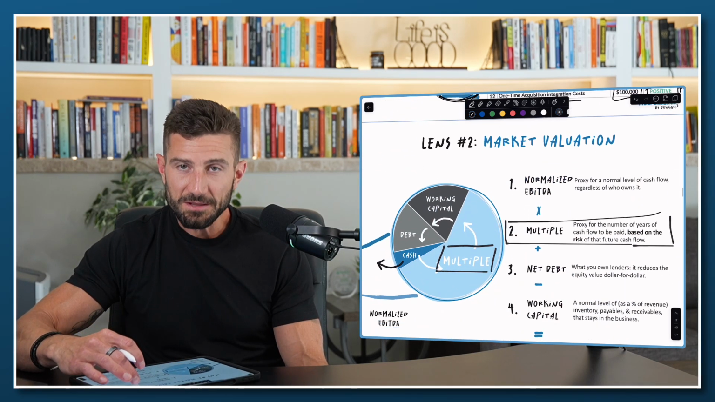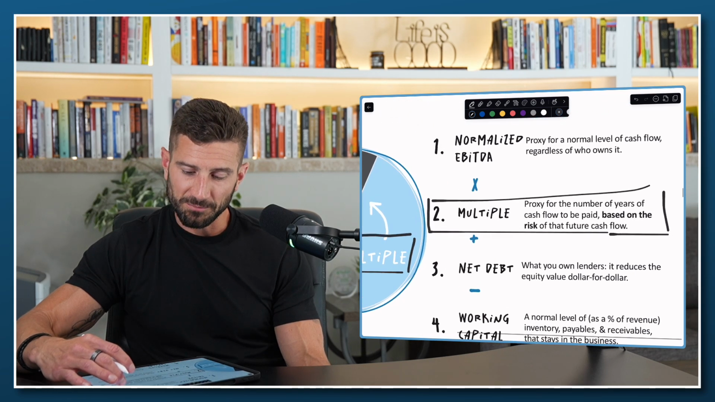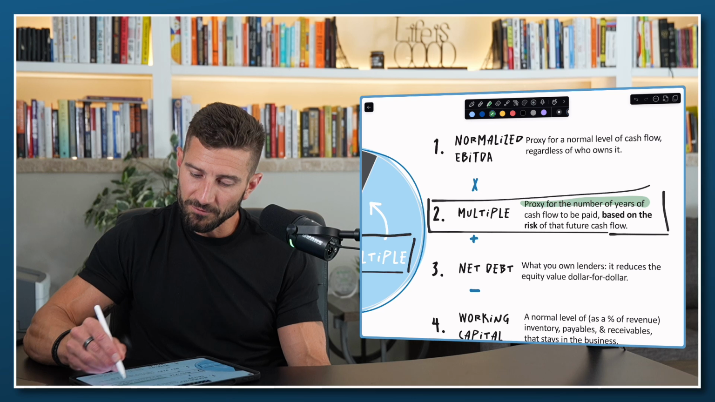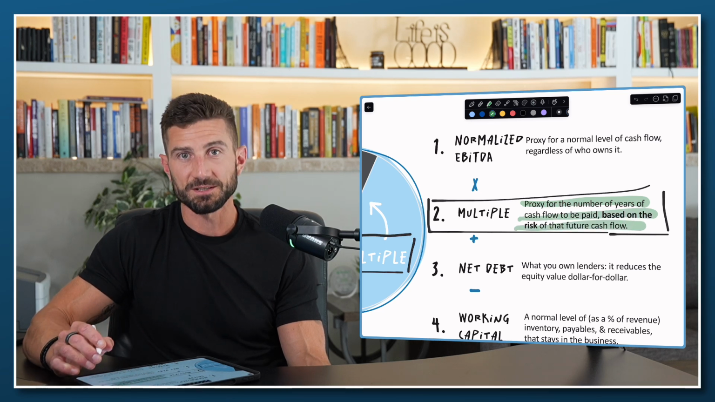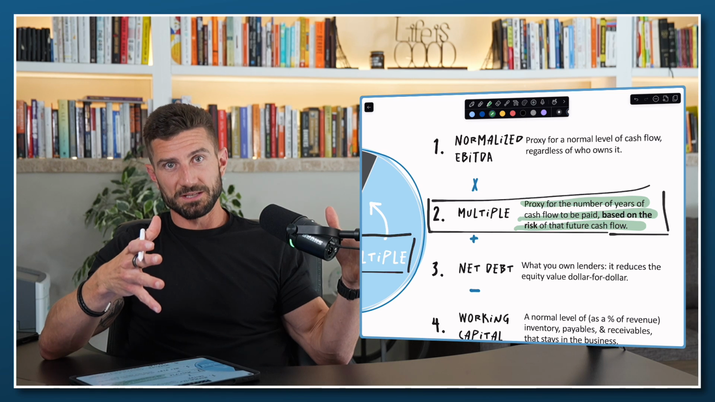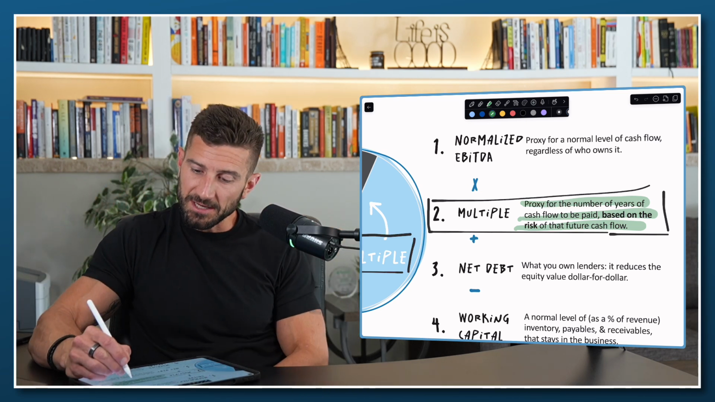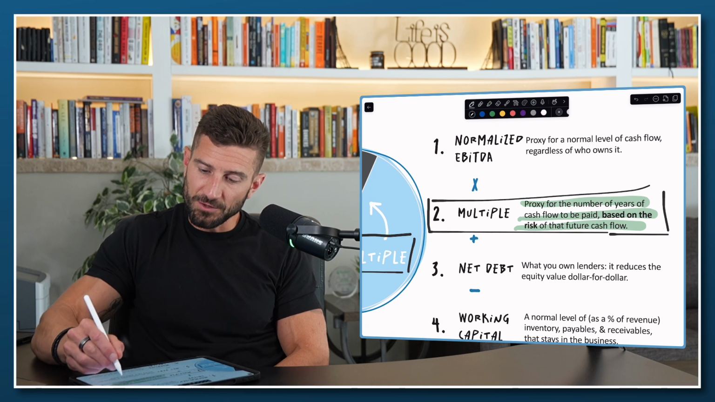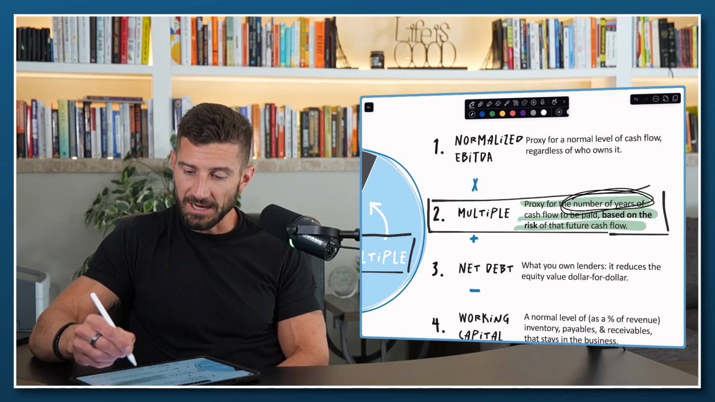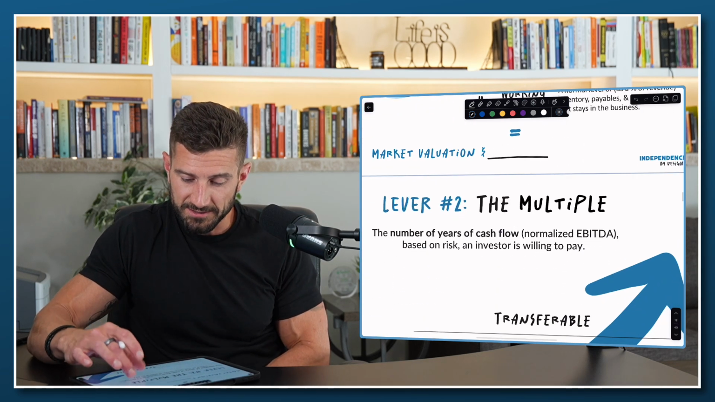So then I'm going to move on to then the multiple, where the multiple is a proxy for the number of years of cash flow based on that future risk. So now we've done all the due diligence to say, okay, here's my normalized EBITDA. What number are we going to multiply that by based on the proxy for the number of years that someone's willing to pay based on the risk? So here's where we go next.